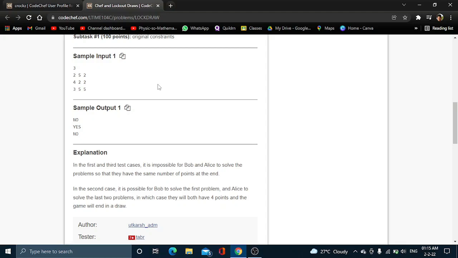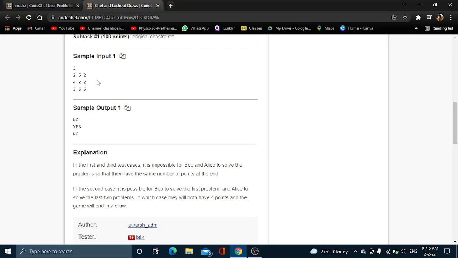But for the given number of points for the particular questions, if any case arises where their points are equal at the end, then in that case we print yes. So we don't consider the case where Bob solved the first and second questions and has got 6 points, and Alice solved the third question and has got 2 points.